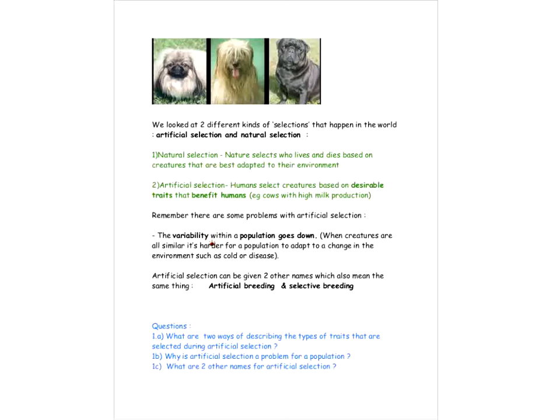Okay, if we have a look at this section, guys, so they benefit humans, you can see that up here. They're also desirable traits, right? That's another way we can describe them, right? High milk production, that's something that's really desirable. Okay, so those are two different ways of describing artificial selection. Desirable traits, and they benefit humans. Okay, now let's look at question 1B. It says, why is artificial selection a problem for a population?